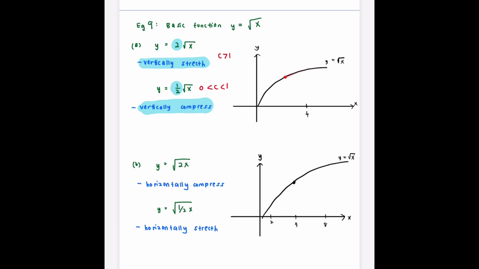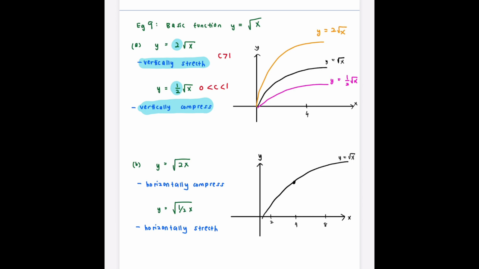So vertical stretch means this is your original graph. If you have vertical stretch, imagine that you stretch your y. So your graph will be here. Okay, that is your new graph. If you have vertical compress, imagine that you compress y. So your new graph will be here. This is y equal to half square root of x. Just now it was y equal to 2 square root of x.